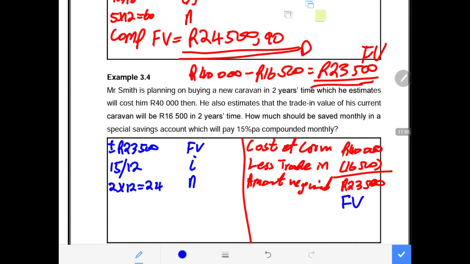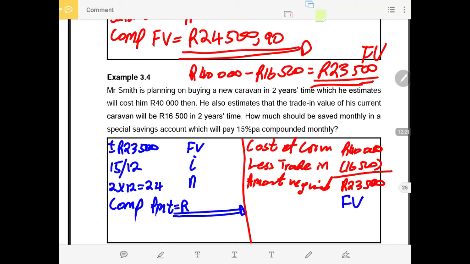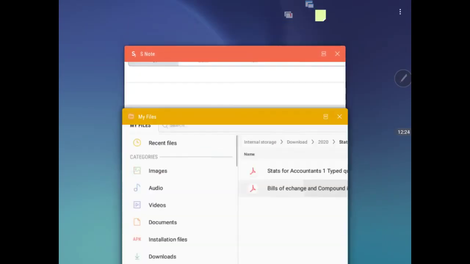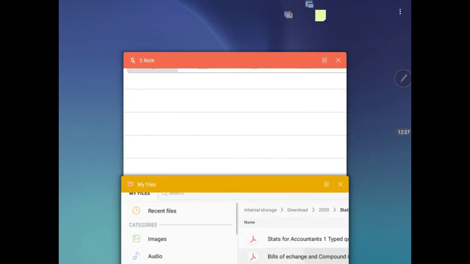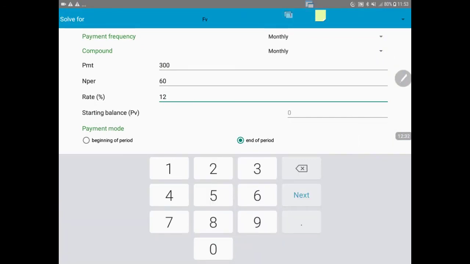So if 24 payments will take place, then we need to say how much those 24 payments will be. Compute PMT. In this case, we are calculating payments, meaning how much must he pay every month for 2 years in order for him to raise 23,500 rands so that he can buy his new caravan. Now let us go again to our app, which is our lovely financial calculator, and see what it has installed for us.